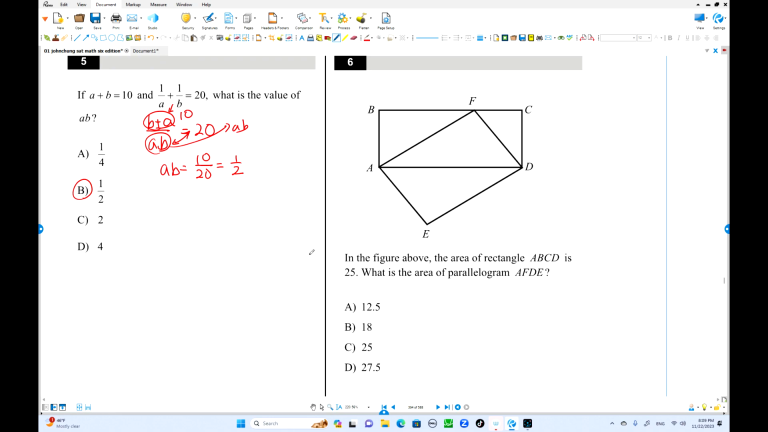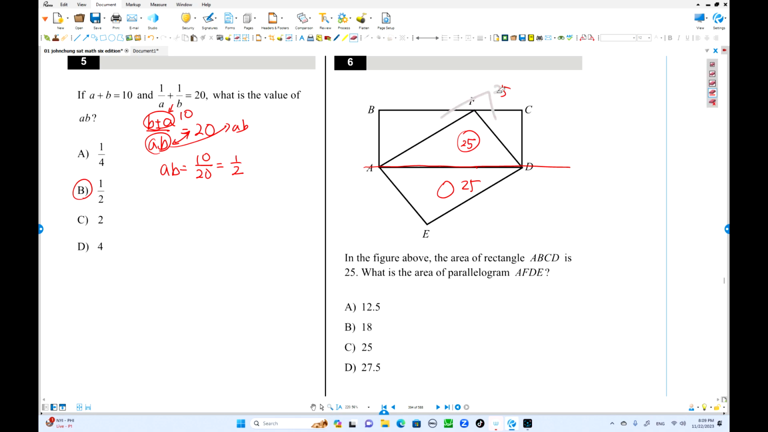Right, number 6. The area of rectangle ABCD is 25. So this area, this area, this area, they are always equal, okay? So half of that, okay? So the area of the rectangle is 25, and this is also 25. Some of this one is also 25, okay? So this is a parallelogram. These two triangles are congruent, okay? They have equal area, okay? This is also 25.